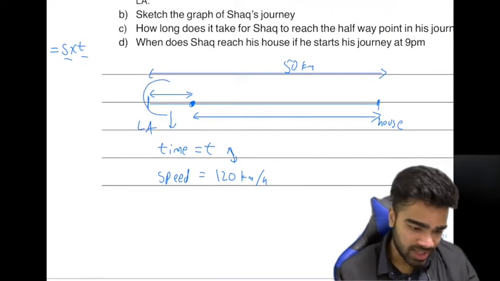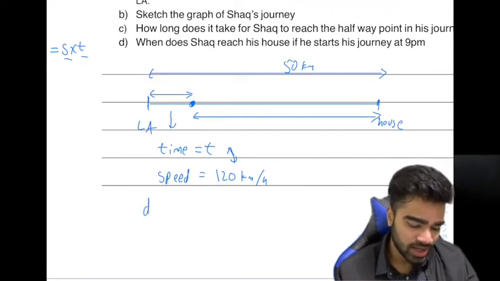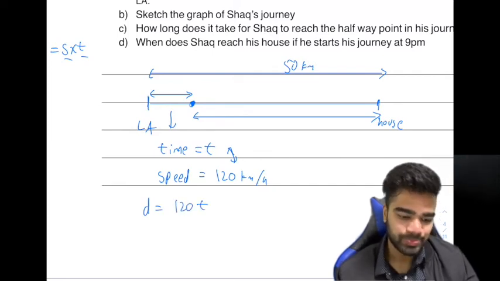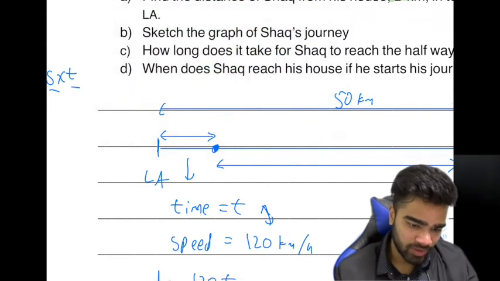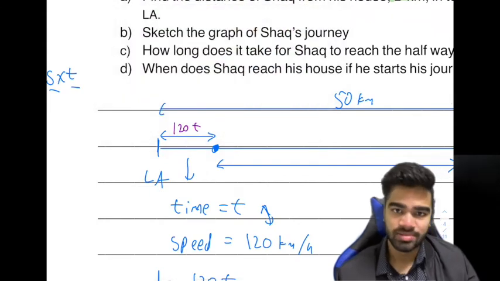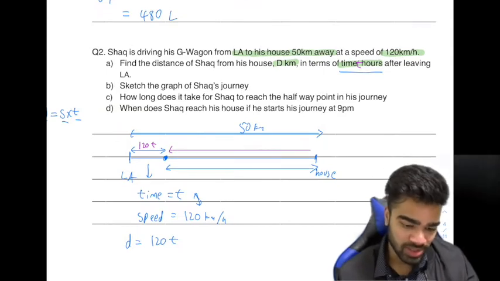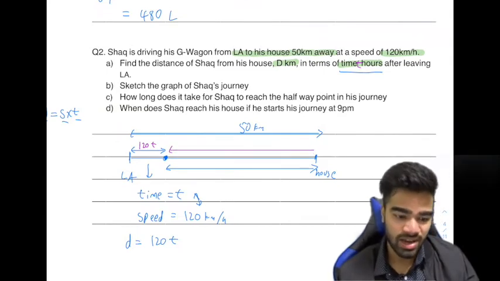So the distance that he traveled just in this first little part, distance is equal to 120t. Okay, so this little part over here is 120t. That's the distance that he traveled. But that's not the distance we're solving for. The distance we're solving for is this whole thing. Like I said, the distance from his house is what we're finding.